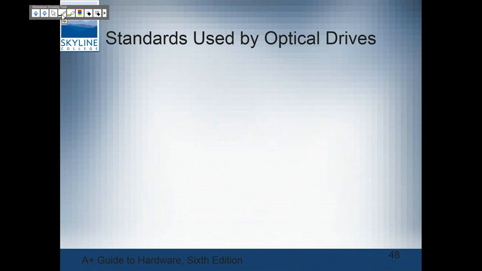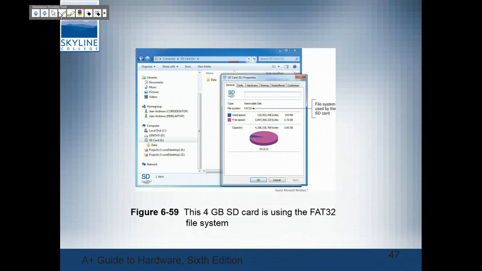A typical flash drive. I'm going to get to where I want to be here in a second. There we go. It is going to use a 32-bit FAT32 file system, and that's what this is saying here. FAT32 file system. That's the way they come by default.